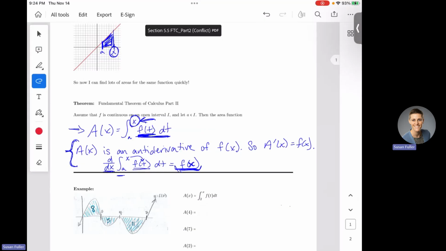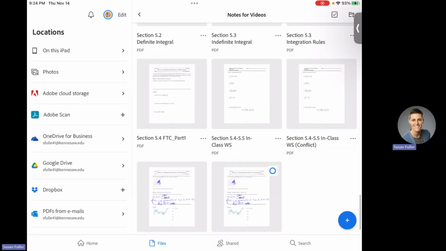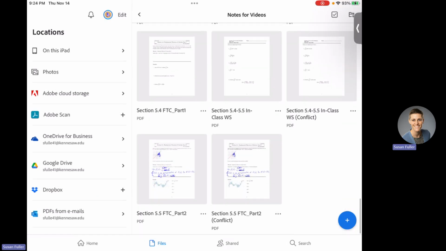And I keep doing that. It's in here. Someday I will learn.